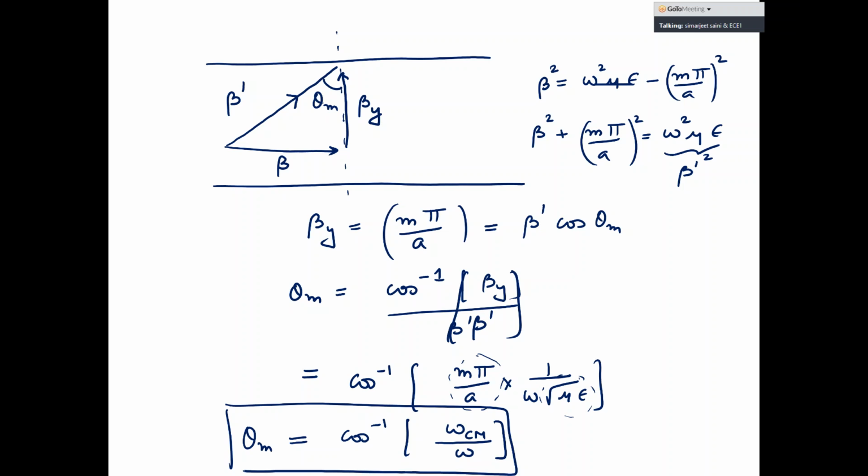And you notice from here that if my omega cm is smaller, so for the first order mode, TE1, I would have omega cm at lower frequency. My angle is cos inverse; the smaller the argument of cos, the larger the value. So if this value is small, this theta m is going to be large. For small omega cm, theta m is larger.